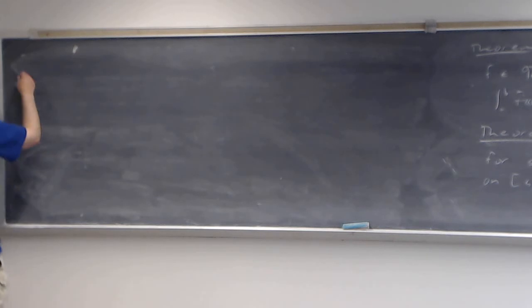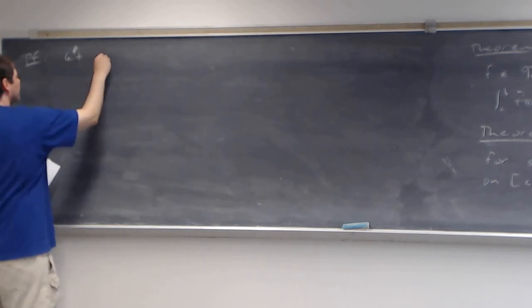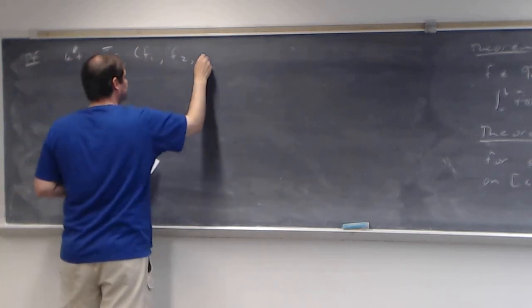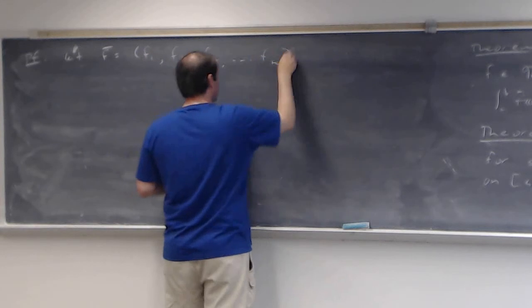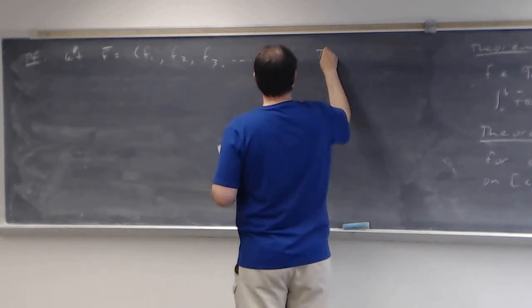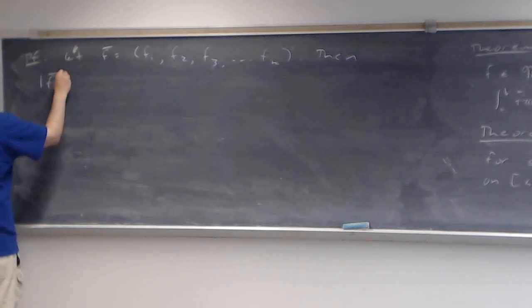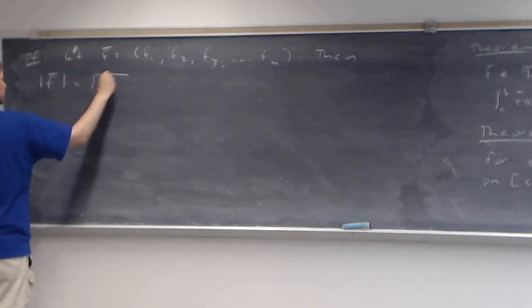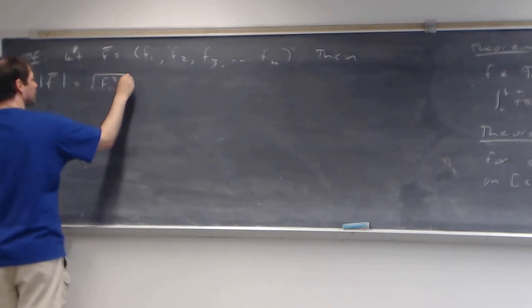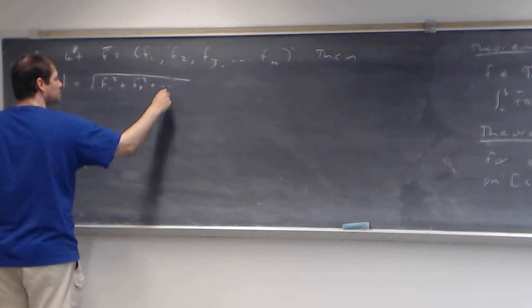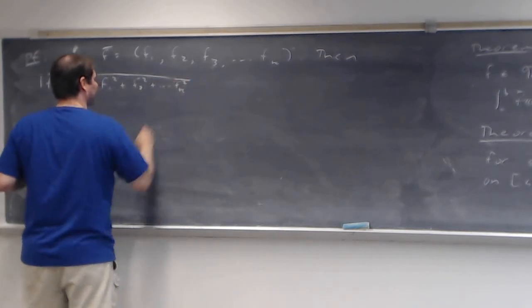Okay, so the proof. All right. Well, we let f bar be equal to its components f1, f2, f3, all the way up to fk. Then the norm of f bar is equal to the square root of f sub 1 squared plus f sub 2 squared plus all the way up to f sub k squared. Square root of that.